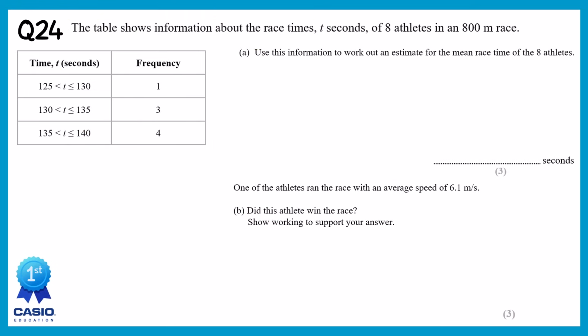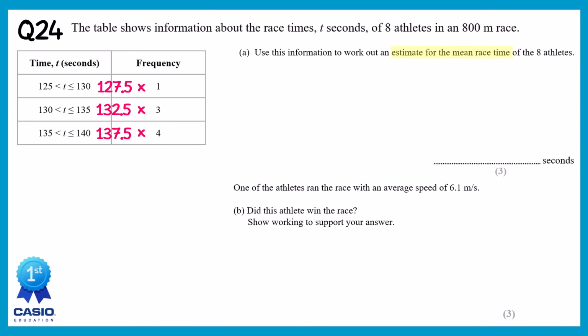In this question, we need to work out an estimate for the mean race times of the 8 athletes. Since this data is in groups, we need to work out the midpoint of each of them first. The first group goes from 125 to 130. The midpoint of this is 127.5. The next group from 130 to 135 has a midpoint of 132.5, and the midpoint for the last group is 137.5.